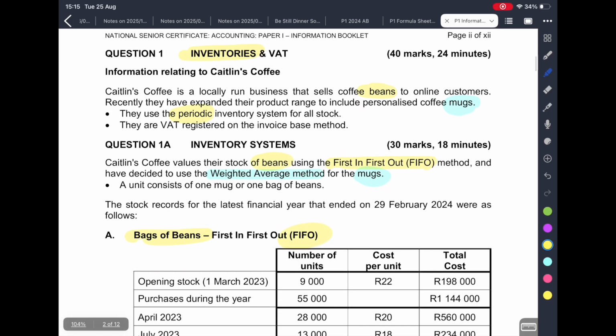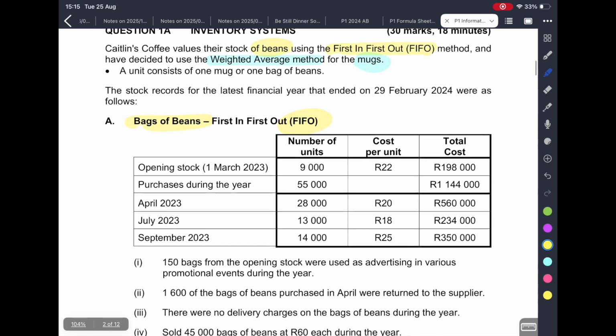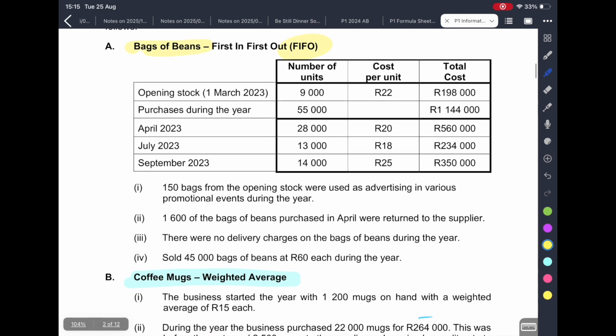If you'll note here, it's periodic, meaning we're going to have to calculate the cost of sales, and the methods of FIFO for beans and mugs will be weighted average. So first, we're just going to focus on the bags of beans. For the whole year, this is what happened to my beans. I started with 9,000 on stock, and then during the year, I bought a total of 55,000, and they break it down further for you, some in April, July, and September.